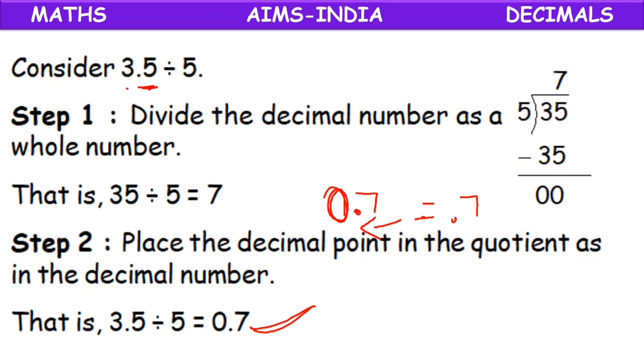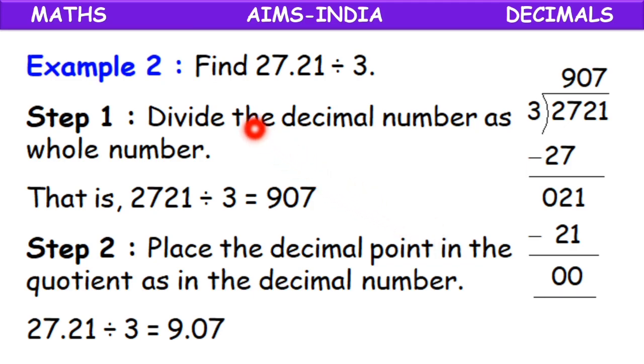Understood the steps? It is very much similar to multiplication. First we divide them both as whole numbers, and then we place the decimal point in the quotient as in the decimal number.